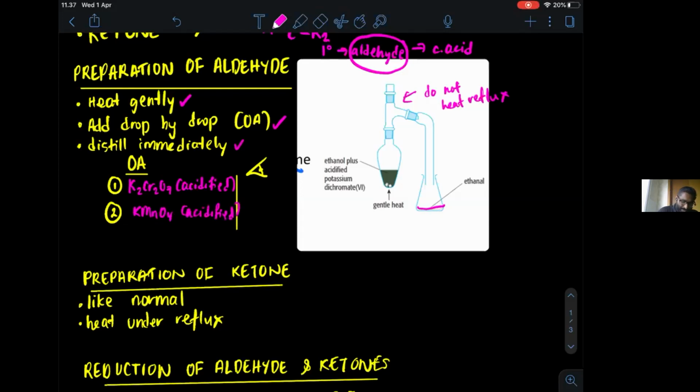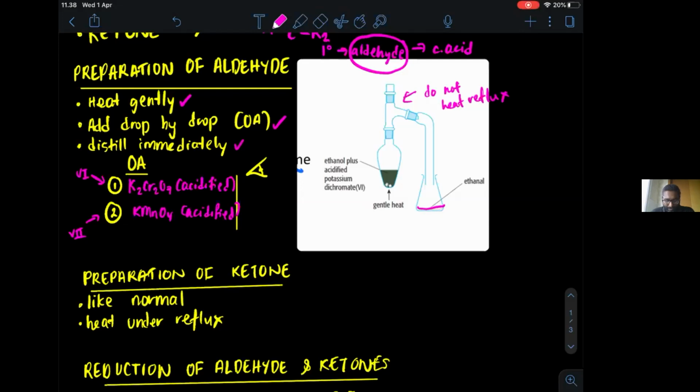If you want to write the full name, what is the oxidation number for potassium dichromate? 7 or 6? It's going to be 6. I want you to remember this. Potassium manganate is going to be 7. Take note of this.